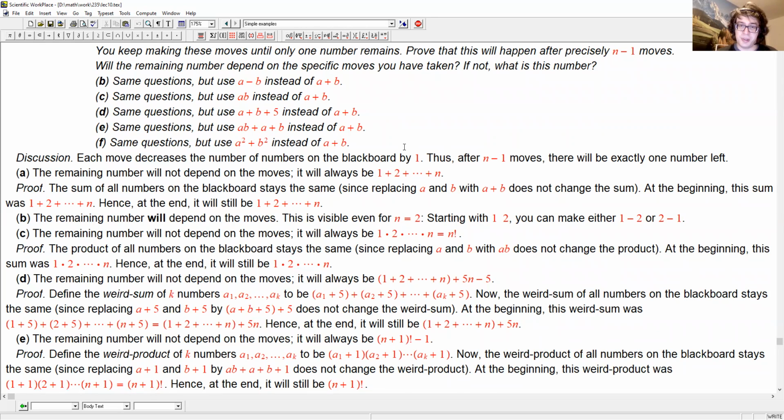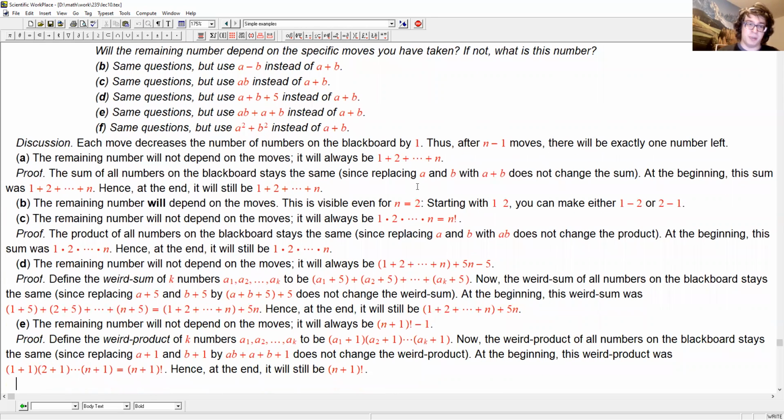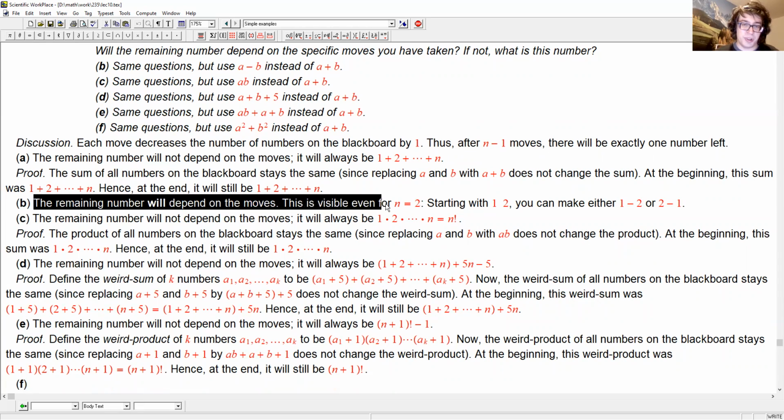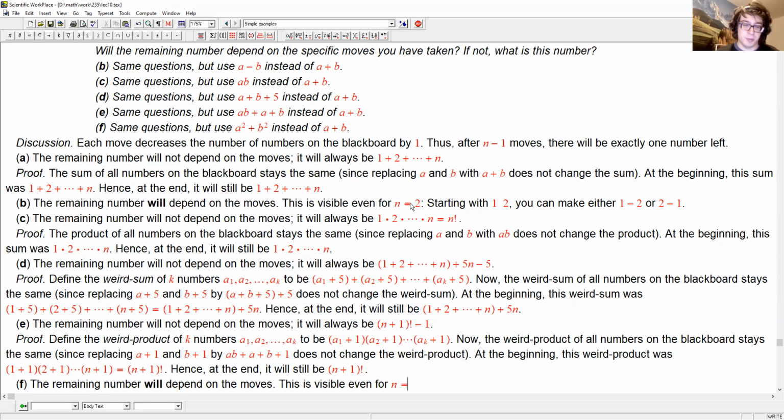And you can think of similar problems, but let me actually finish it. Let me do part F. I claim that, again, the remaining product is dependent on the moves. So you won't find an invariant, nor should you be looking for one, because there is no such answer. It's going to depend on the move. You don't see it for n equals 2 because addition is commutative. But for n equals 3, already you see it.